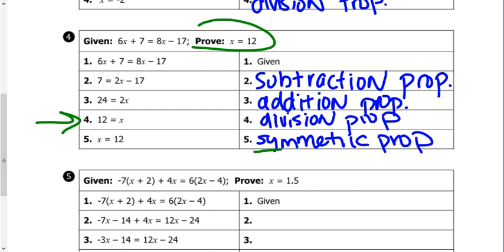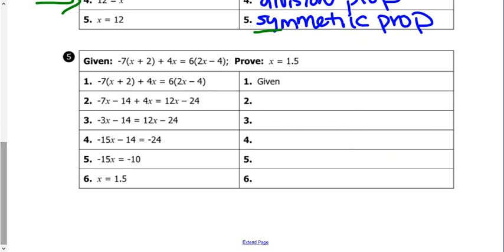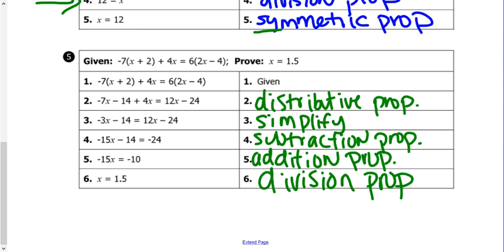Okay. The last one here. Go ahead, this is the end of the video for the most part. Try it, pause the video. I will have the answers back up when you come back from pausing it. Okay, so here are the answers to number 5.